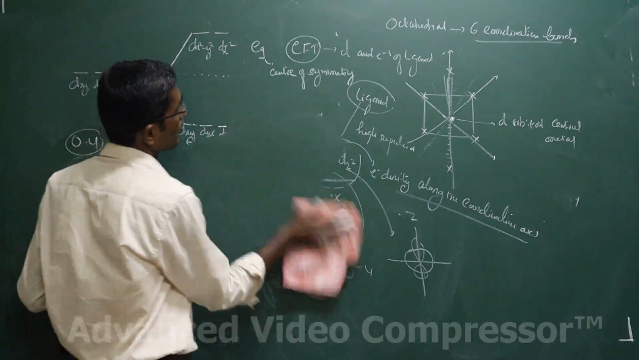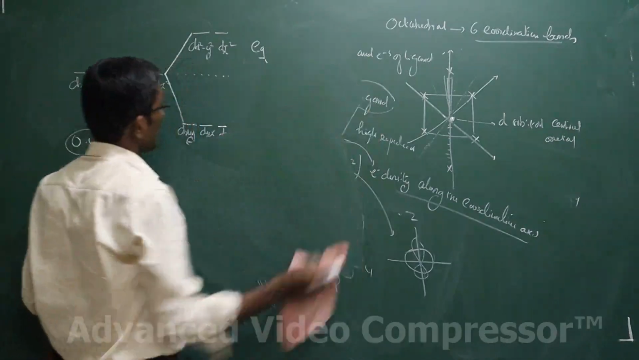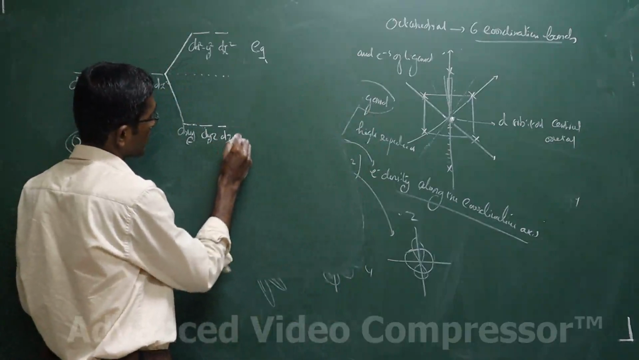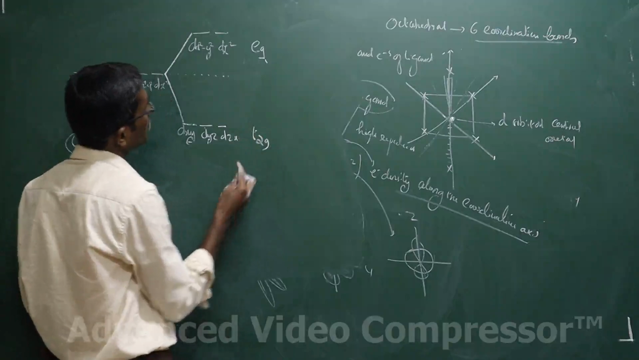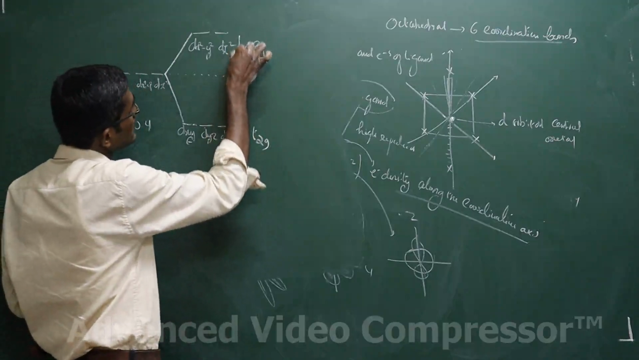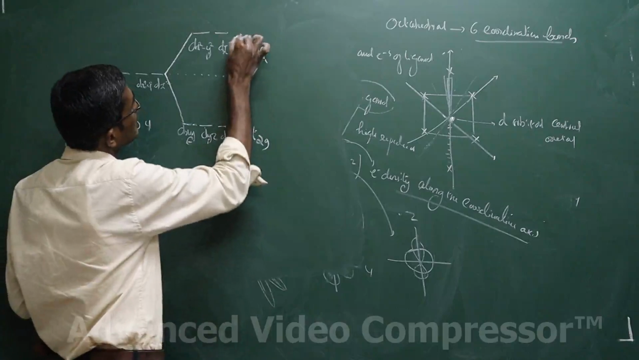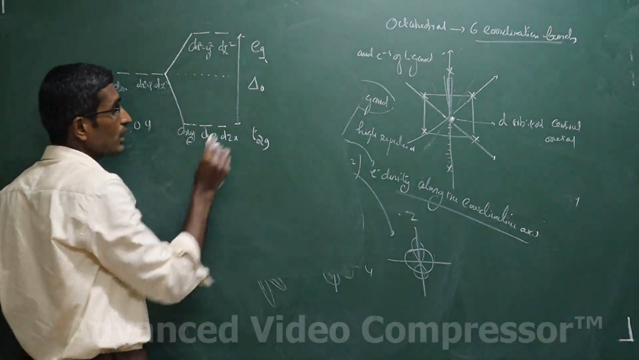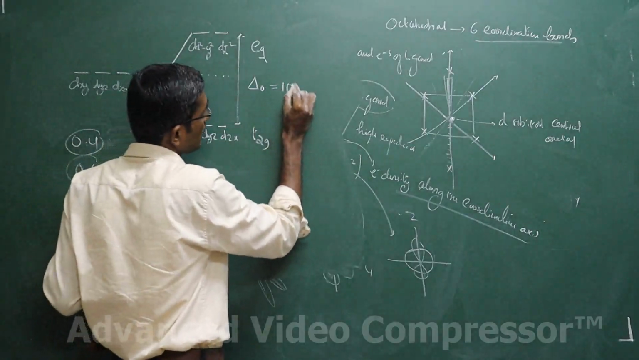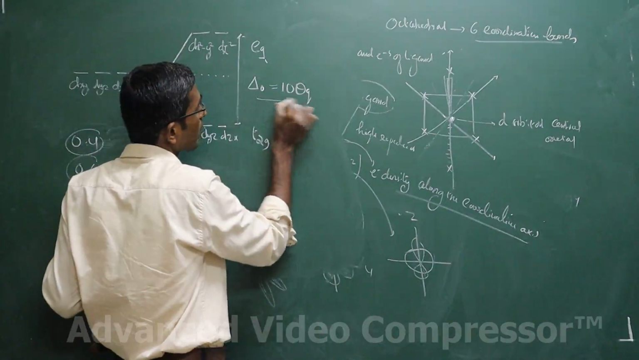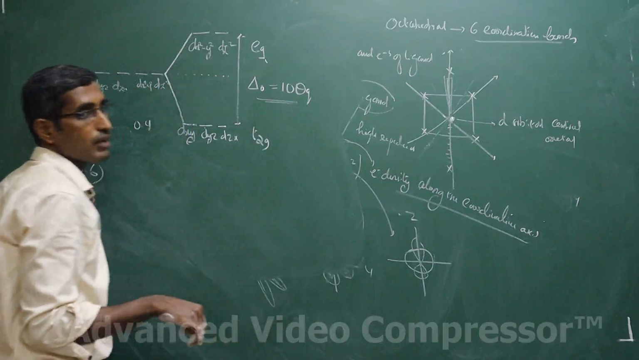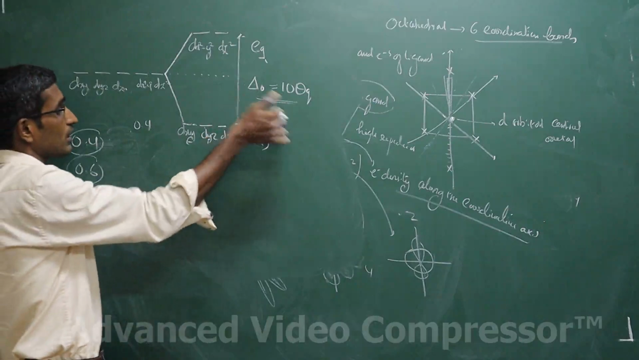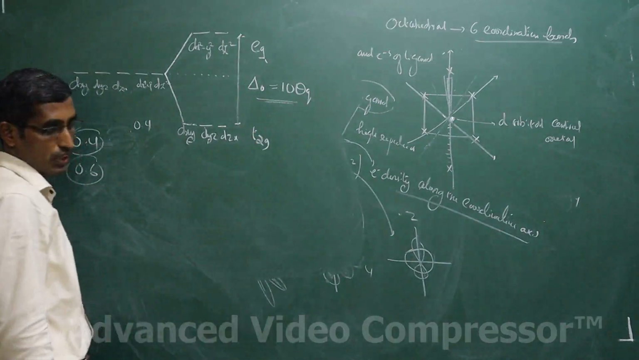Let me clear this portion. So the splitting: this is dxy, dyz and dzx, right? This is the t2g orbital. The energy gap between the t2g and the eg orbital is basically delta naught. Okay, so 1 delta naught is equal to 10 dq, right? They may ask you this in the CFSE calculation, the crystal field stabilization energy. They may ask you how many delta naught or how many dq it will have.